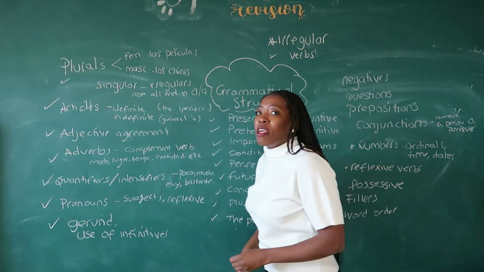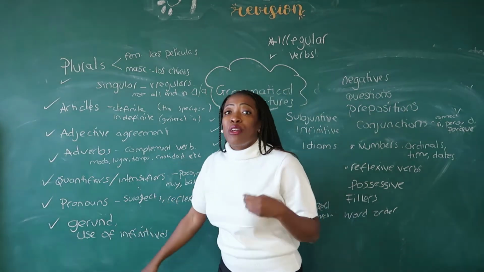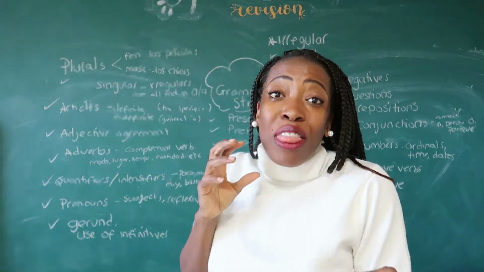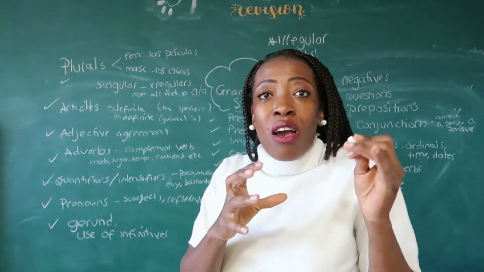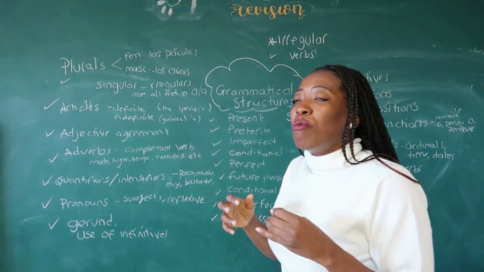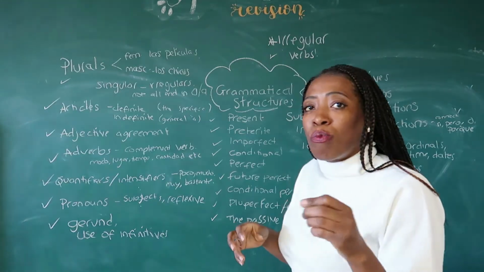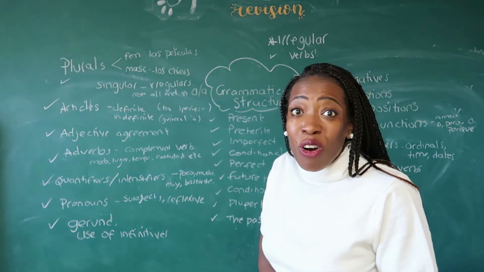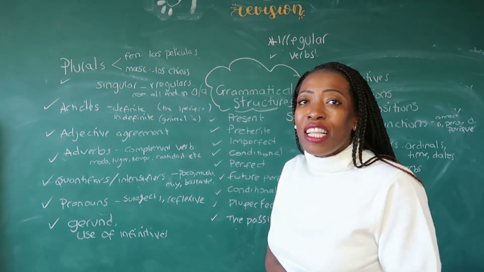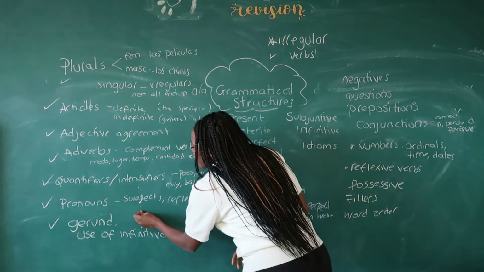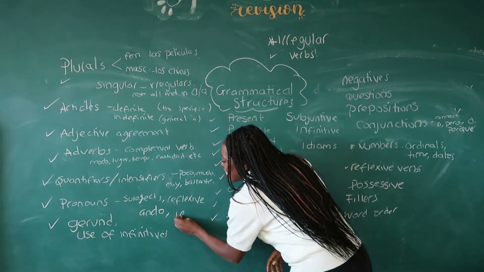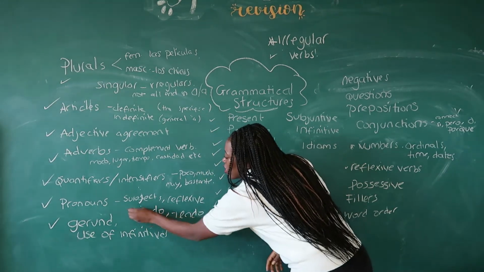Other words that we need to be familiar with: gerund, el gerundio. What's that? It's basically your -ing. So -ando, -iendo, what you're doing in a specific moment. In English we would just add an -ing to the verb. In Spanish you take off the ending and you put -ando or -iendo. If it's -ar, -ando, and if it's not, -iendo. Okay? So that's our gerund.